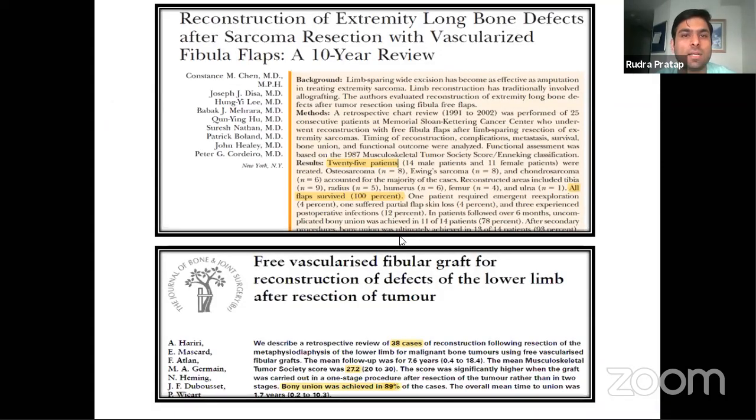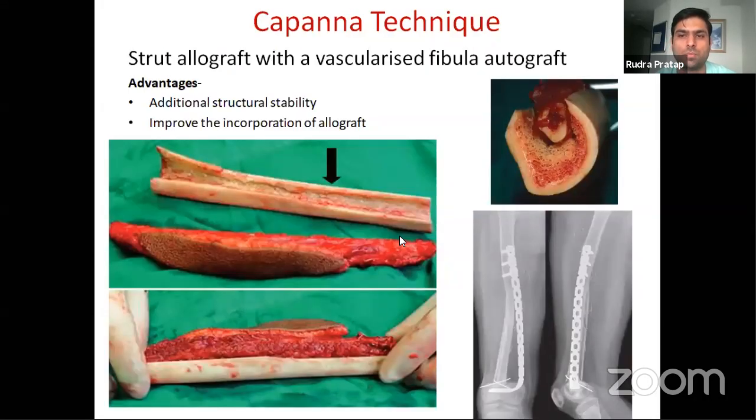So these are the outcomes from Memorial Sloan Kettering, and a study by Harry et al., which shows good outcome. In 25 of the patients in Memorial Sloan Kettering, they found that all of the flaps survived. And in the other study, of 38 patients, bony unions were achieved in 89% of them, and mean MSTS score was 27.2.